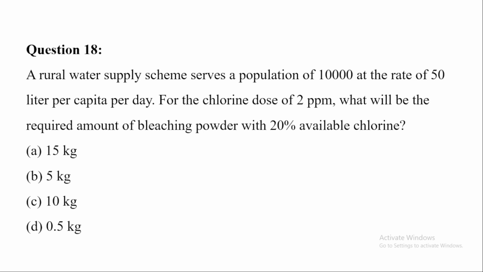For the chlorine dose of 2 ppm. Now the initial chlorine dose is 2 ppm. What will be the required amount of bleaching powder with 20% available chlorine? Now this bleaching powder has 20% available chlorine. So what will be the total amount of bleaching powder to disinfect the water that is present in the area with a population of 10,000? Okay, so let's see.